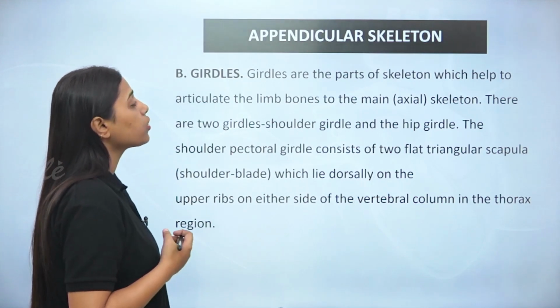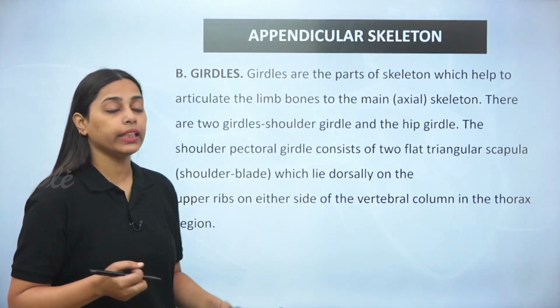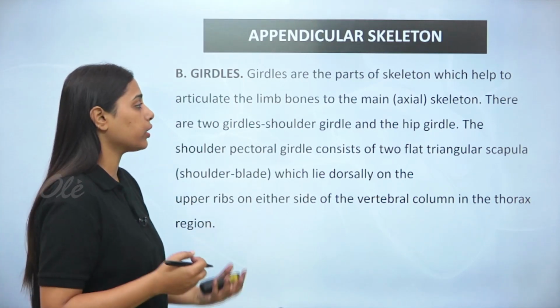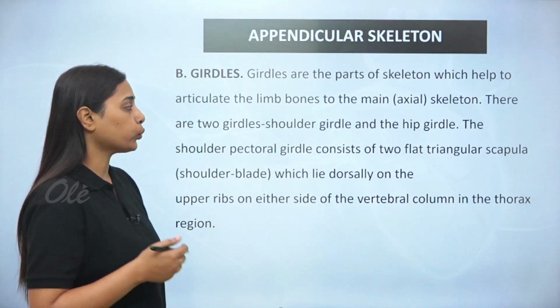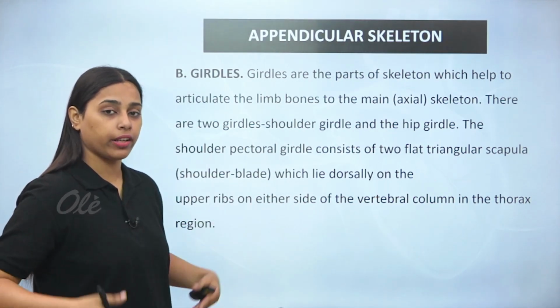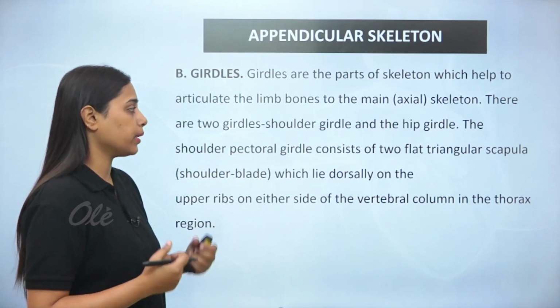Then girdles. These girdles are the parts of the skeleton which help to articulate the limb bones to the main axial skeleton. It helps in easy articulation. There are 2 girdles, the shoulder girdle and the hip girdle. This is the shoulder girdle, and this is where the pelvic region is attached, that constitutes the pelvic girdle or hip girdle.